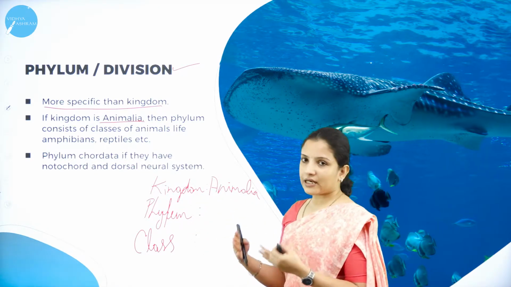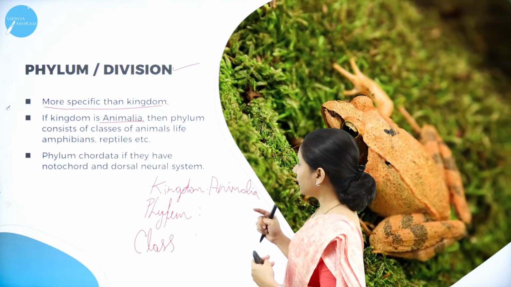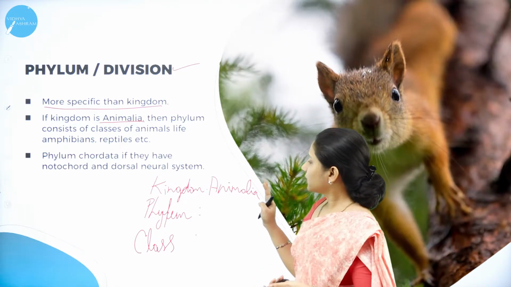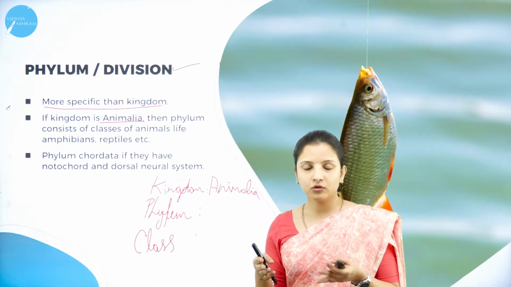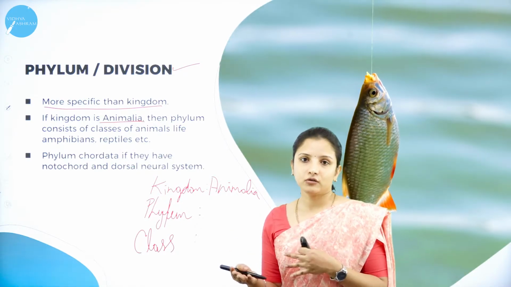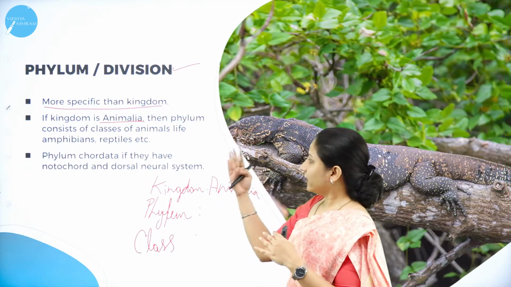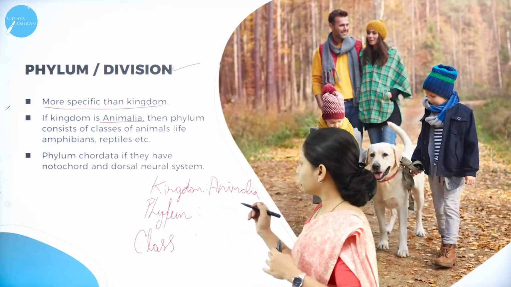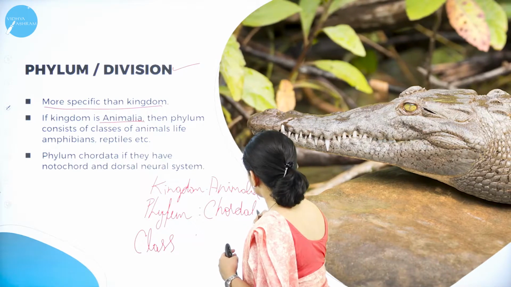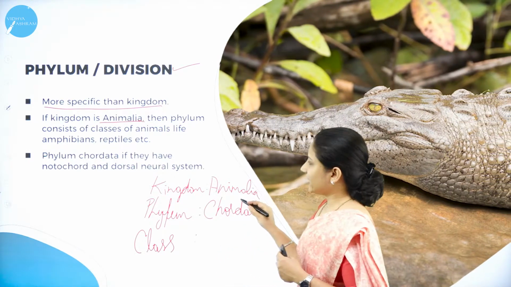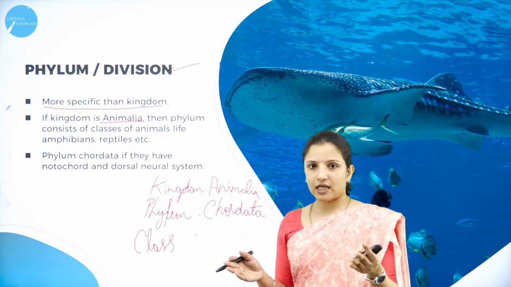Class is more precise, more specific than phylum. But in phylum, we should look at whether they are chordates, that is, whether they have a backbone or not. Chordates and non-chordates. Under chordates, we'll have reptiles, amphibians and all that. So again you have to classify.